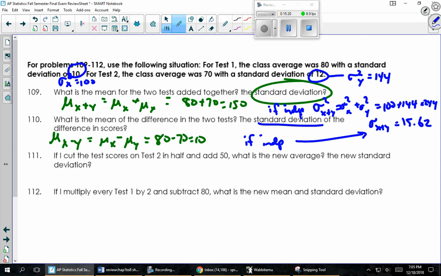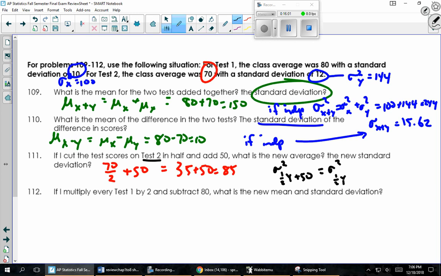On number 111, if I cut the scores on test 2 in half, so I take this 70 here and I cut it in half, and then I add 50, that's the new average, 35 plus 50, which is 85. What's the new standard deviation? Now, all I have now are test 2 scores, so there's nothing to worry about with independence. So I'm looking for the standard deviation, which we're going to find with variance, of 1/2 of y plus 50. Now, the 50 doesn't change anything, so it's just the same as the variance of half of y, which is 1/2 squared times the old variance of y, or 1/2 squared times 144.